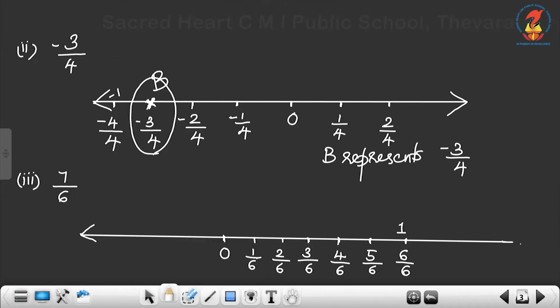So we can extend the number line. Then 1, 2, 3, 4, 5, 6. So the next one will be, you have to continue it as 7 by 6, 8 by 6, 9 by 6, 10 by 6, 11 by 6, and the next one is 12 by 6. What is 12 by 6? 12 by 6 means a 2.